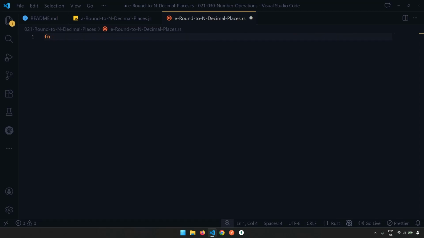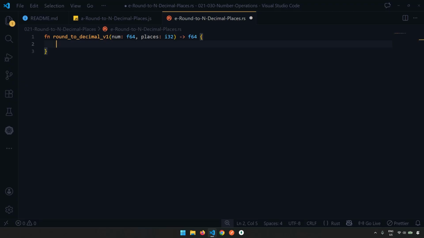And in here we have fn round to decimal, and this is going to be v1. So what do we pass in here? We have number. That is going to be of type, we know that this is floating point number. So f64, we have places, this is going to be of integers type. So it's going to be i32. What this function returns is going to be of type floating point number. So I'm going to specify it as f64.